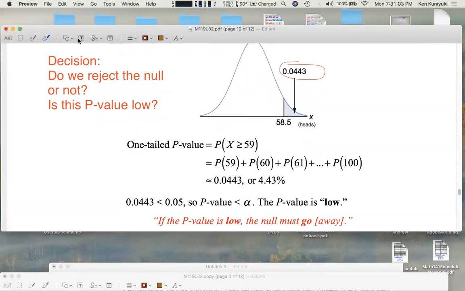So here's the p-value, and here is alpha. Compare the p-value to alpha. Is the p-value less than alpha or greater than alpha? Remember, I'm not going to have it be equal to alpha. About 4.5%, that's less than 5%. That's less than alpha. So by this standard, the p-value is low. It's lower than alpha. If the p-value is low, what happens to the null? The null must go, as in go away. We reject the null.